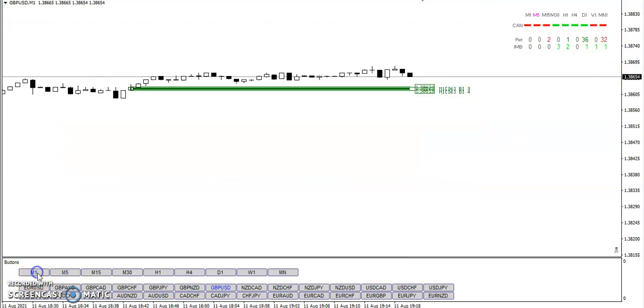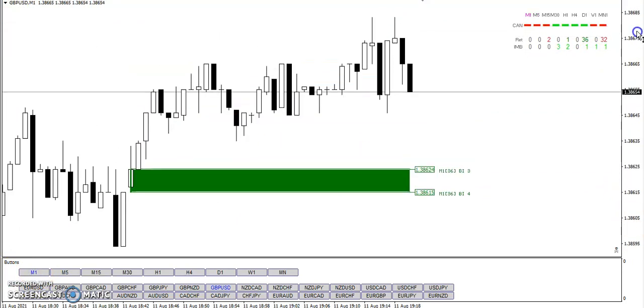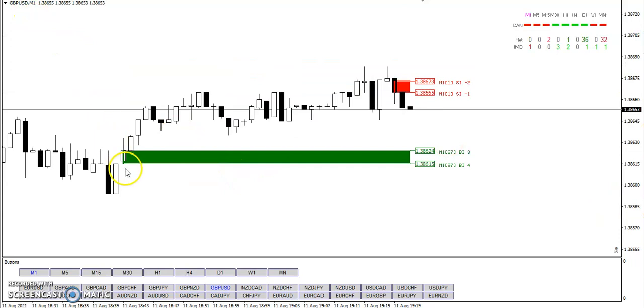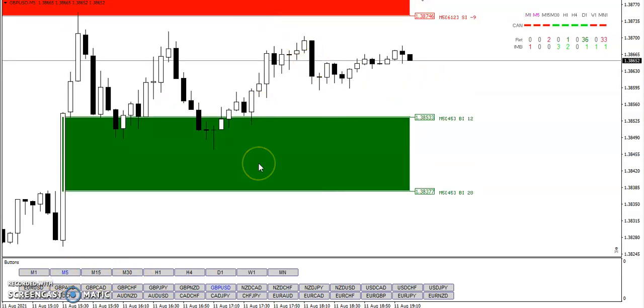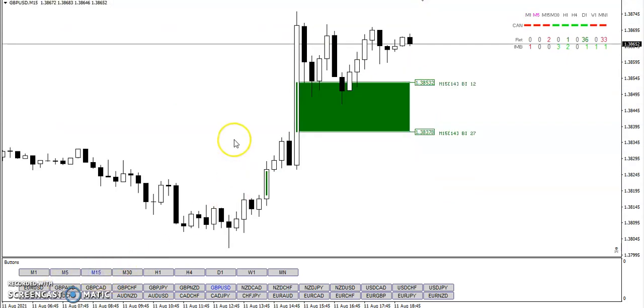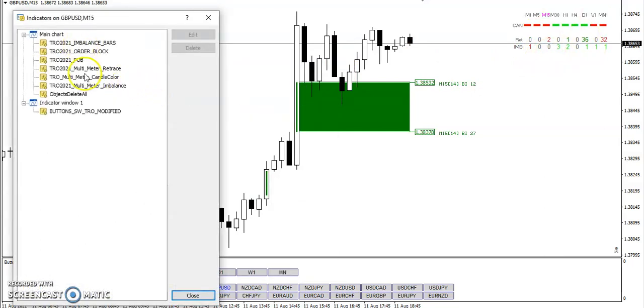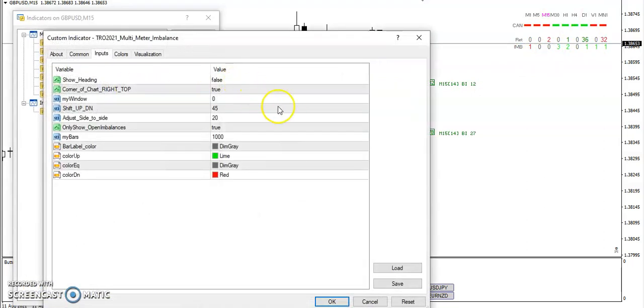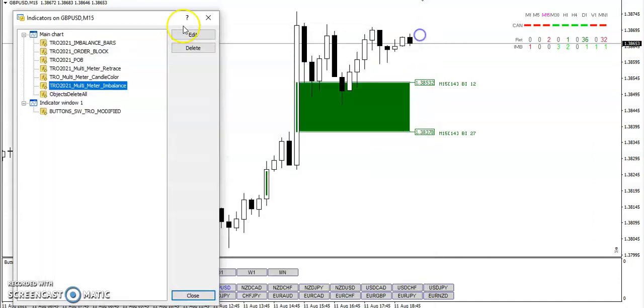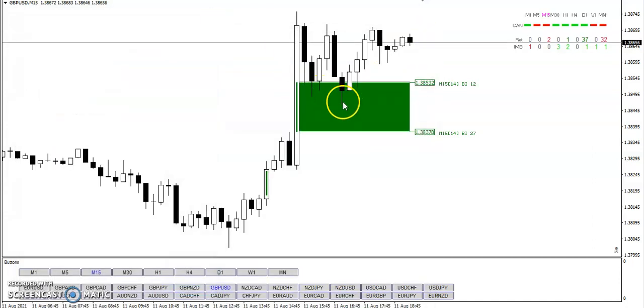So, and they'll be different on different time frames. So you can see you've got an imbalance on the 1 minute chart here and here. Then you go to 5 minute, different locations, and an M15. So I wrote an imbalance multimeter that shows you the imbalances. Now, what's an open imbalance? An open imbalance is one that hasn't been penetrated.